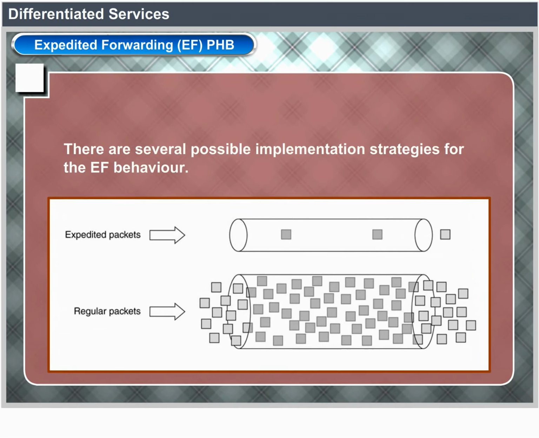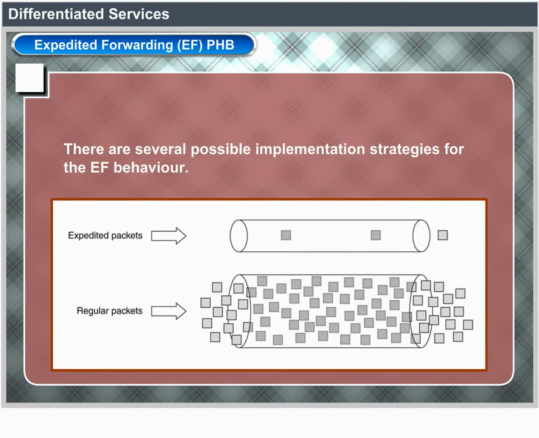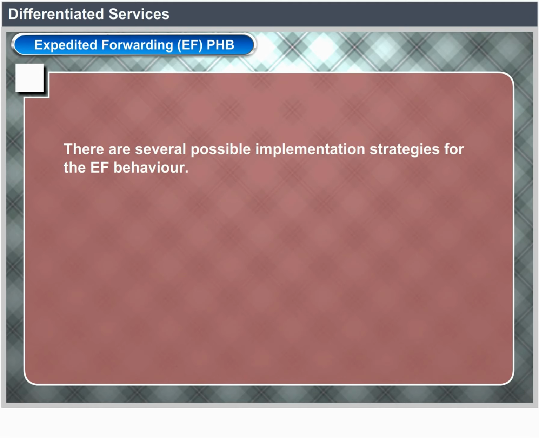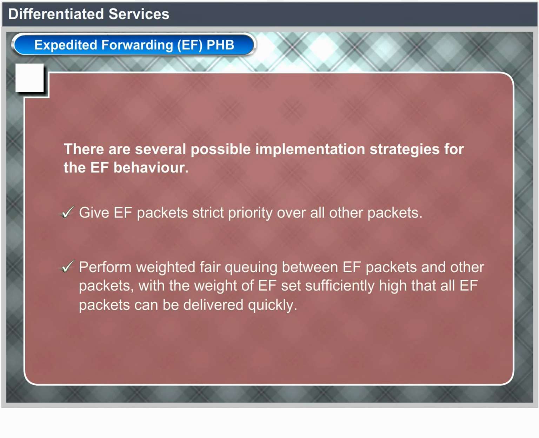There are several possible implementation strategies for the EF behavior. Give EF packets strict priority over all other packets. Or perform weighted fair queuing between EF packets and other packets, with the weight of EF set sufficiently high that all EF packets can be delivered quickly.